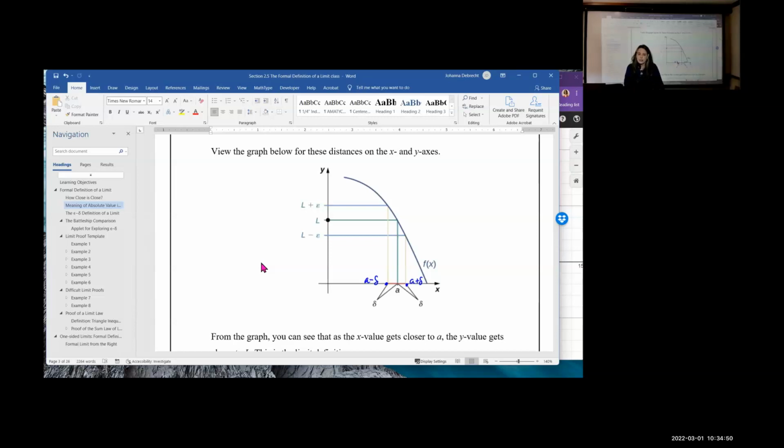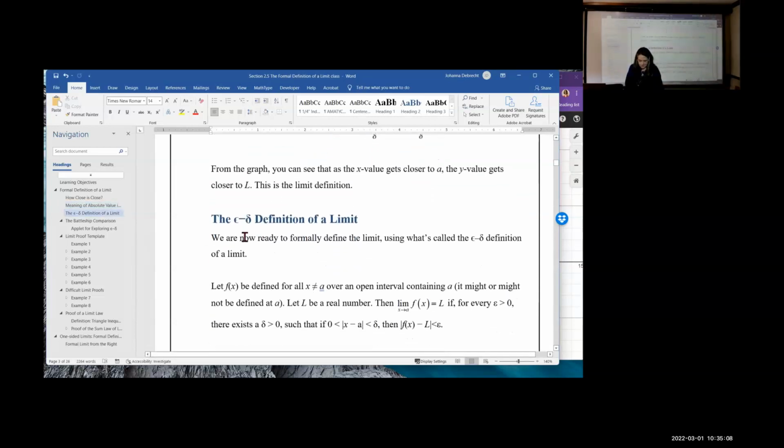This is what we're trying to do. Epsilon is chosen. They set this width right here. And then we have to find the delta that guarantees that all the values will fit within that range. All right, that's our job.